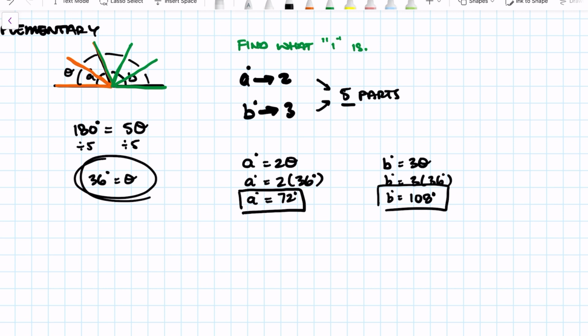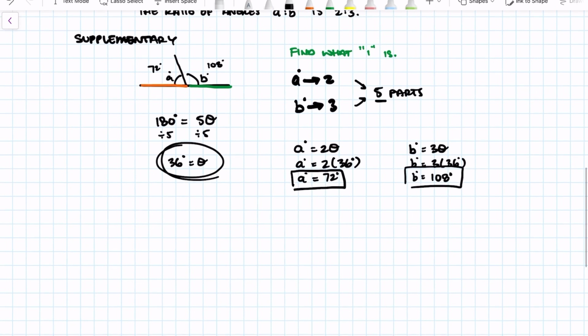Does it make sense? Well, we could quickly look at the image to have an idea of this. If I just erase some of the bigger lines there, you could see that A would be a little bit smaller. So let's just write this down, 72 degrees and then 108 degrees. It looks like it makes sense. So that is your answer there. Okay, so angle A is 72 degrees, angle B is 108.